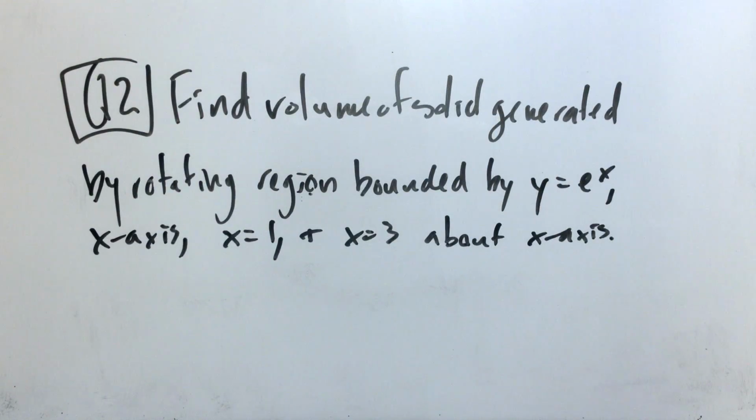All right, here's question 2. Find the volume of the solid generated by rotating the region bounded by y equals e to the x, the x-axis, x equals 1, and x equals 3 about the x-axis. And the numbers aren't going to work out super nice here, but sometimes they don't.